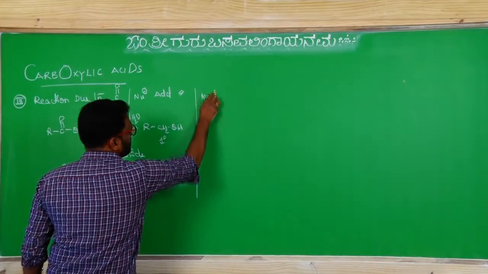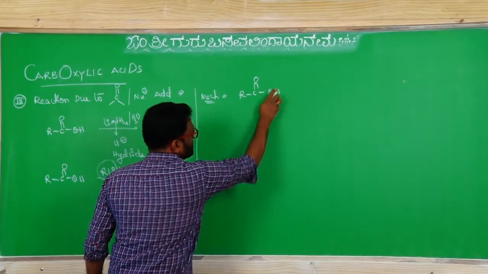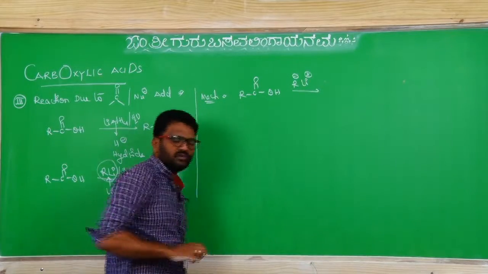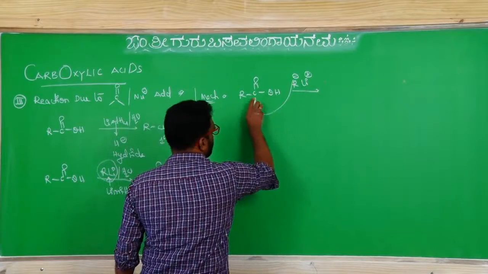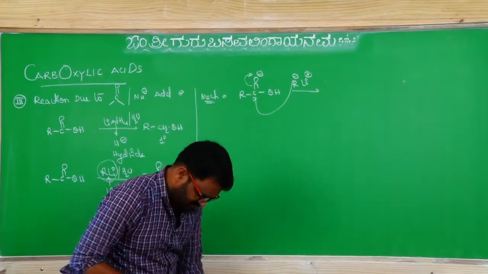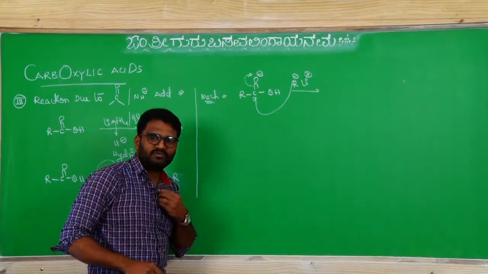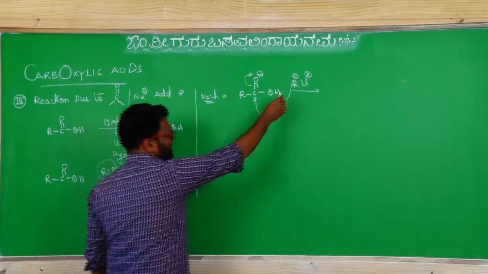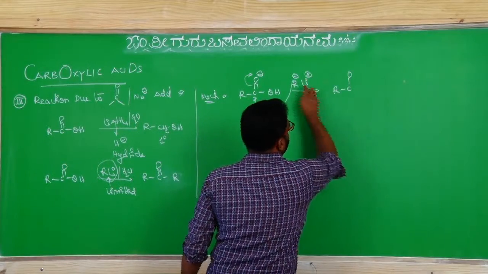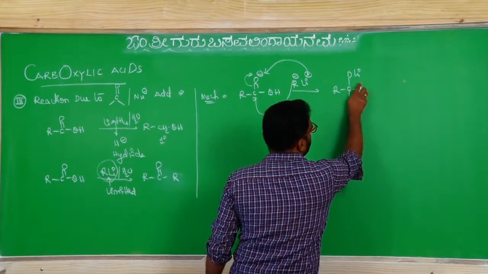If you see the mechanism of this reaction, here we have the carboxylic acid, RCOOH. With RLi, who is the nucleophile? R minus is the nucleophile. This nucleophile R minus attacks the carbon. The result is RCO minus, and this lithium will attack on oxygen. Then you will get OLi, and here R and OH.